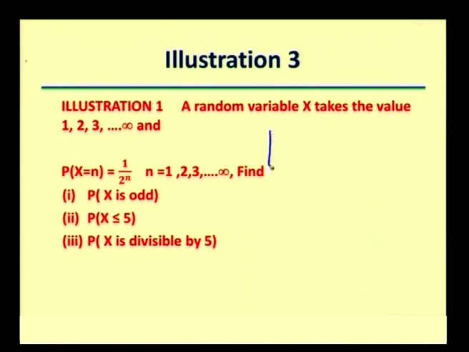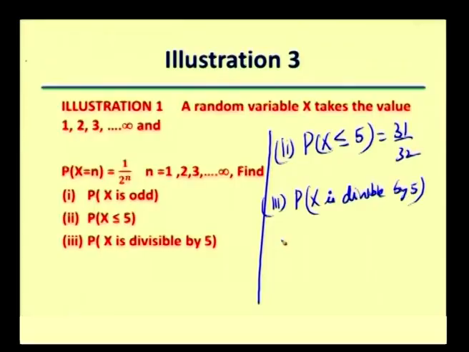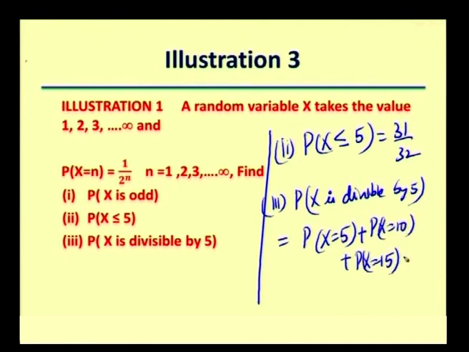So, what have we done? We have found the second subdivision answer: P of x less than or equal to 5 is equal to 31/32. Going to the third subdivision, P of x is divisible by 5. List out all the values of x which are divisible by 5, which are nothing but multiples of 5. P of x equal to 5 plus P of x equal to 10 plus P of x equal to 15 plus etc.